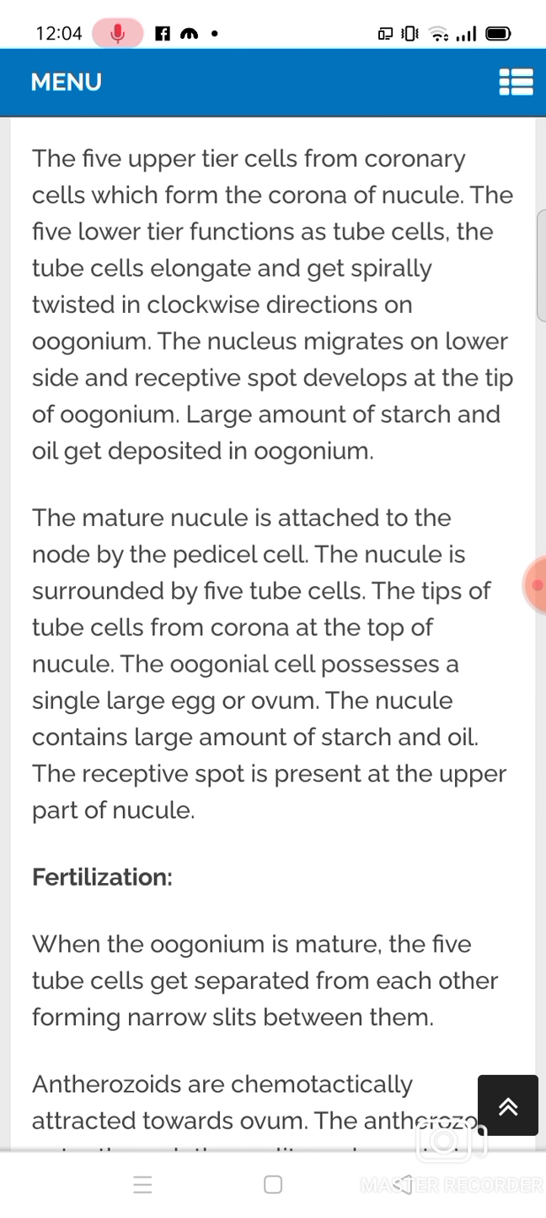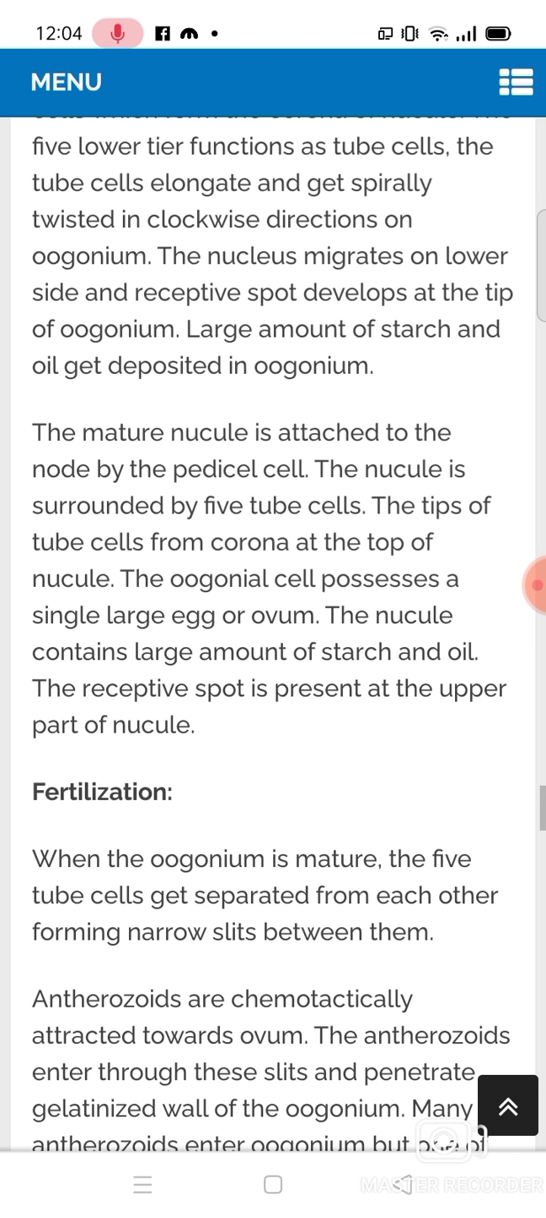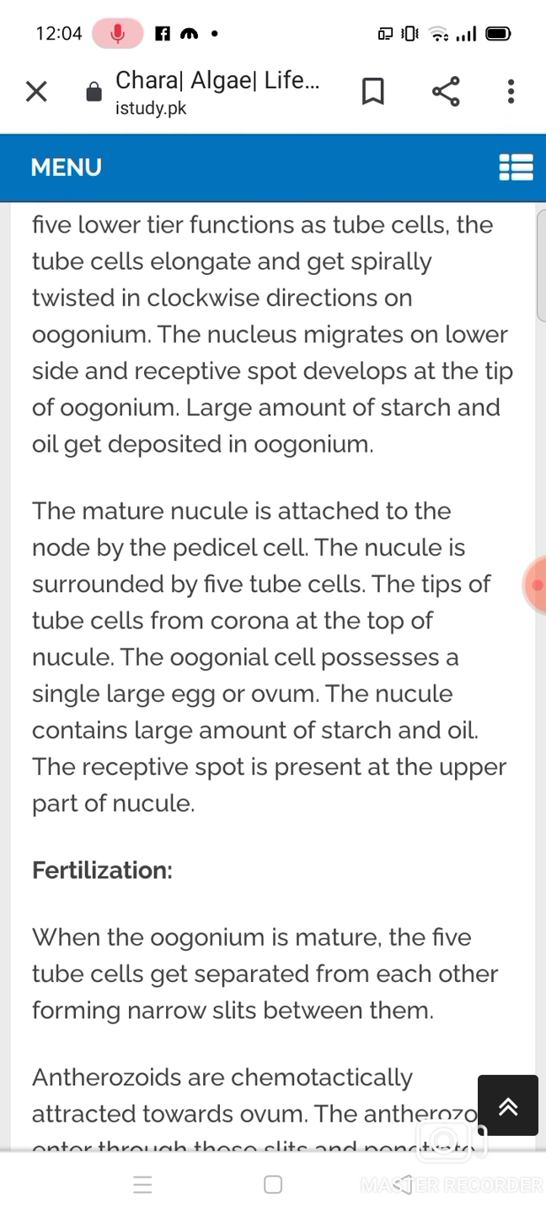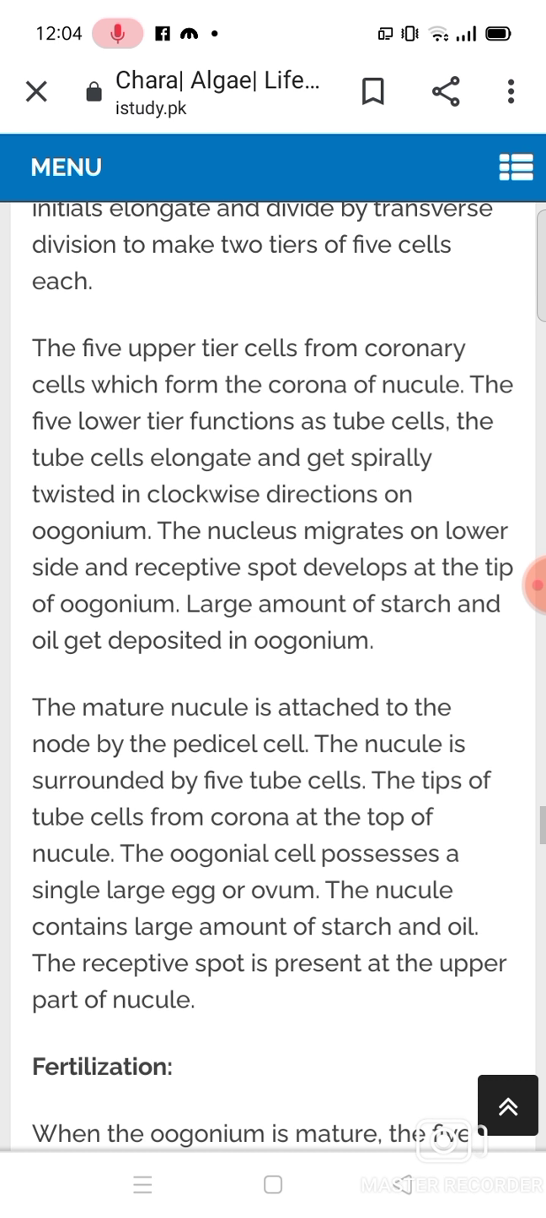The oogonial cell possesses a single large egg or ovum, which is going to be fertilized by the sperm cells or antherozoids. The nucleus contains a large amount of starch and oil. The receptive spot is present at the upper part of the nucleus. So this is all about the structure and the development of the antheridium and nucleus in case of Chara.